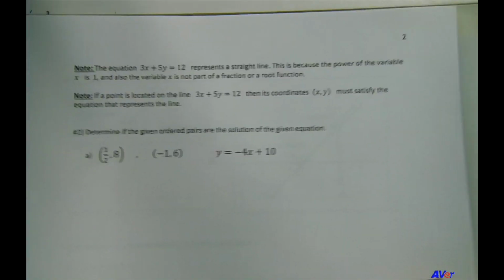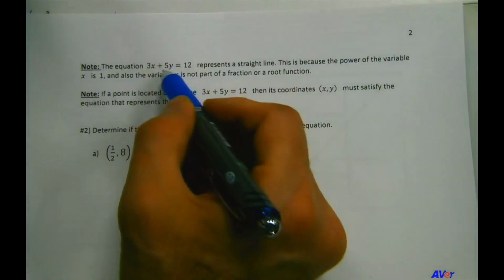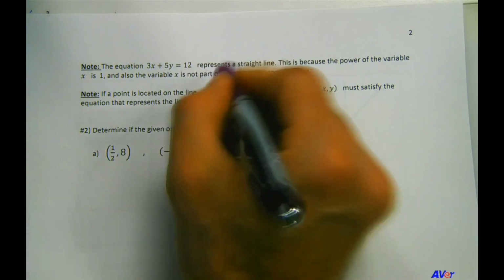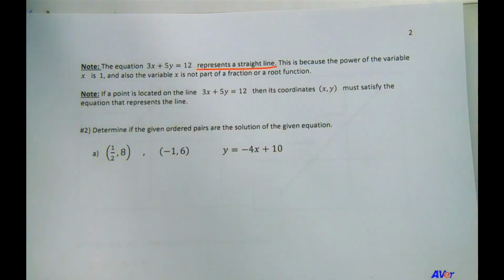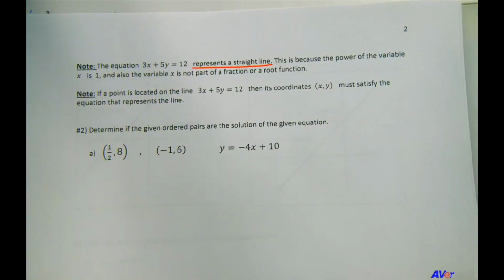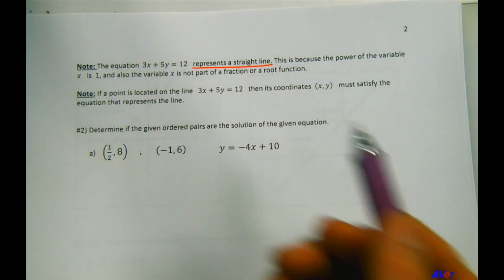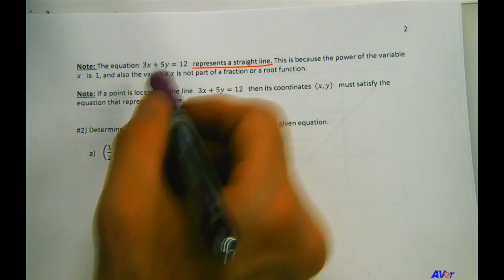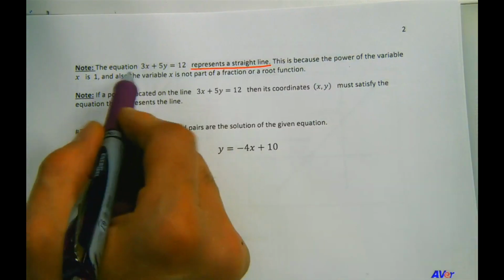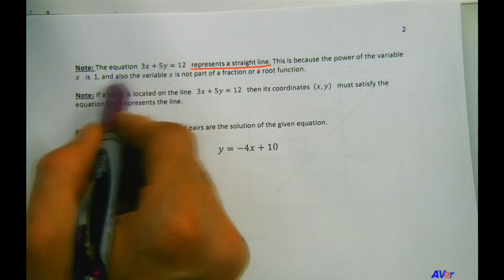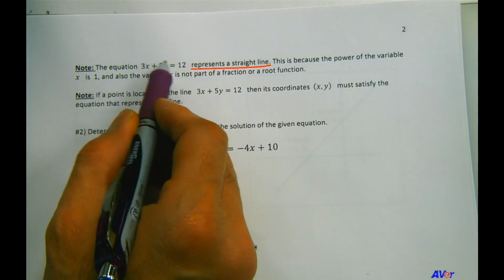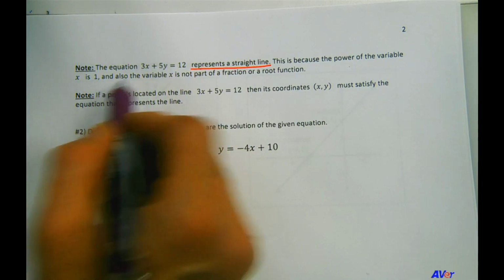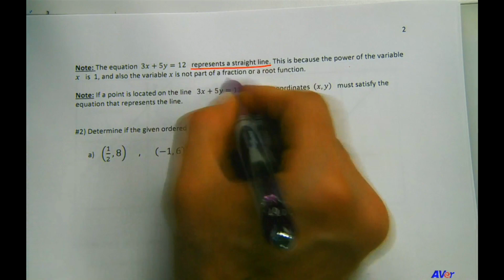Okay, so this equation, 3x plus 5y equals 12, as an example, represents a straight line. Okay, it represents a straight line. The reason why we know that this is representing a straight line, not a curvilinear graph or line, not a curve, is that the power of the variables x and y, actually, these are 1. Right? x has power 1, y has power 1.